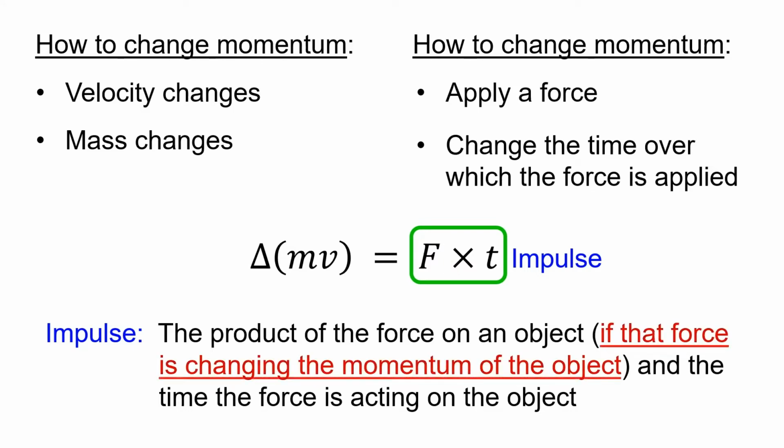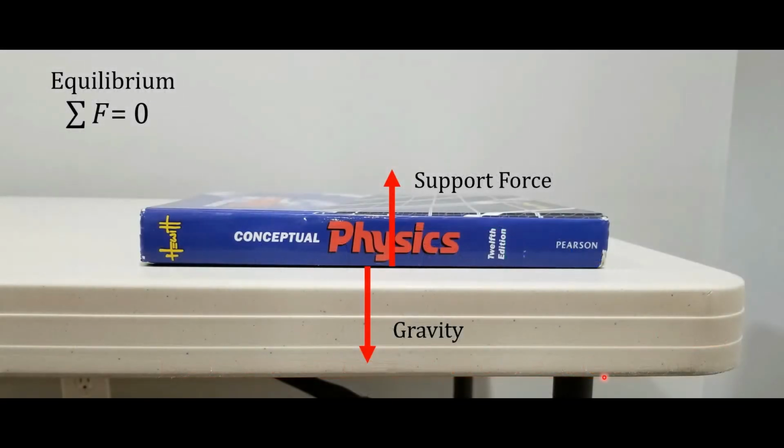I need to really point out, though, and stress that you only calculate or consider impulse if that force is changing the momentum of an object. So if the force isn't actually doing anything useful as far as changing momentum, then we would say it doesn't have an impulse. Here's an example that we've seen before. This is our textbook just sitting on a table. This is an equilibrium situation in which the forces all balance out. So we wouldn't consider an impulse for this support force or this gravity, because they're not doing anything to change the momentum, or in other words, change the motion of the book.